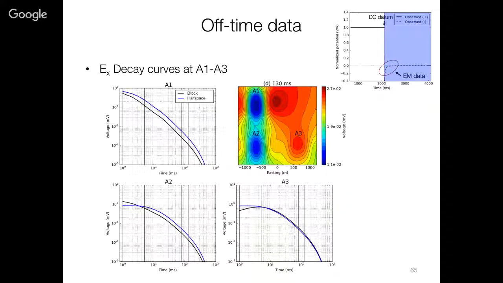So in the off-time data, if we look at the curves, these different A1, A2, A3 are the interesting ones. If you just have the half space, you get the blue line. If you have also the block, you get the black line. So you can see that there's a significant offset. So that's the biggest conductor. The moderate conductor looks like this. So there's still significant difference, and the resistor, you really don't see very much except at early times.